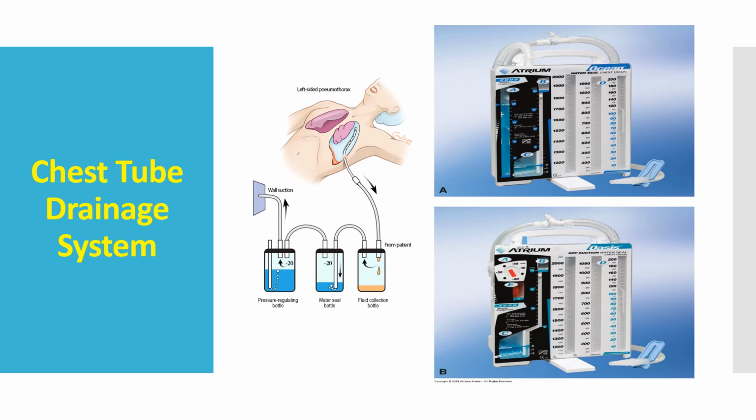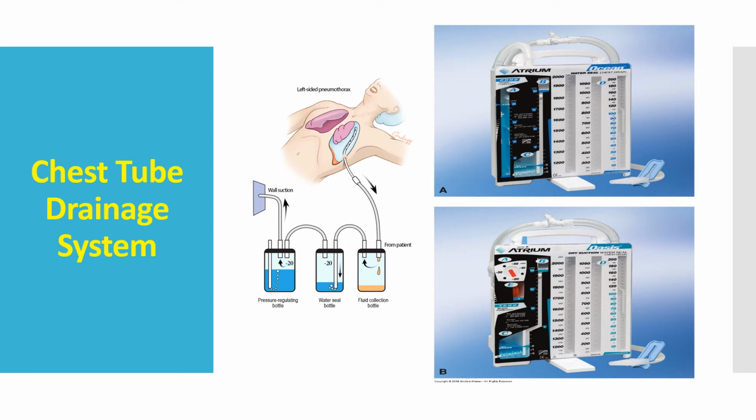You can see there that it's marked at 20, and there is some color in the water, so you can see it's blue. Suction is turned on and bubbling appears in the suction chamber. Intermittent bubbling in the water seal chamber is normal, but continuous bubbling can indicate an air leak. Bubbling and tidaling do not occur when the tube is placed in the mediastinal space. However, fluid may pulsate with the patient's heartbeat.